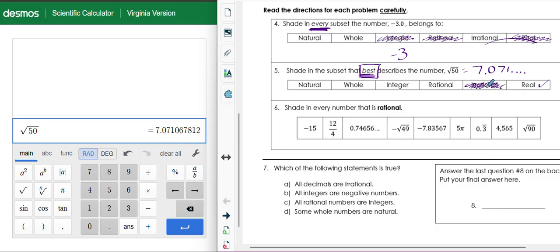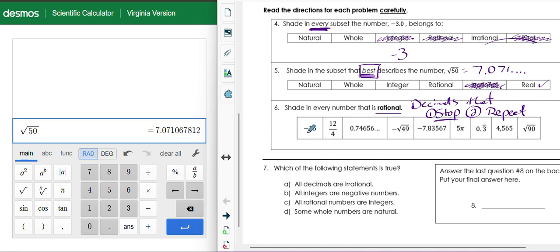Number 6, we're looking for every number that is rational. So that means decimals that stop or they repeat. So if I have a decimal that repeats itself or a decimal that stops, that means it's rational. Now remember, this also includes all these smaller groups. It includes integers, whole numbers, and natural numbers because those are really decimals that stop. They're just numbers that stop at some point.